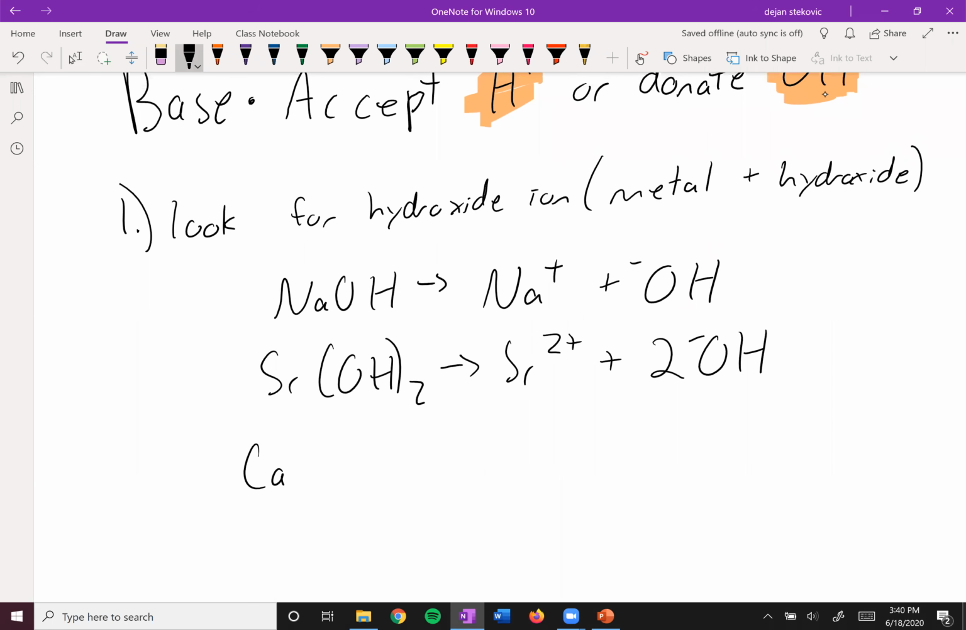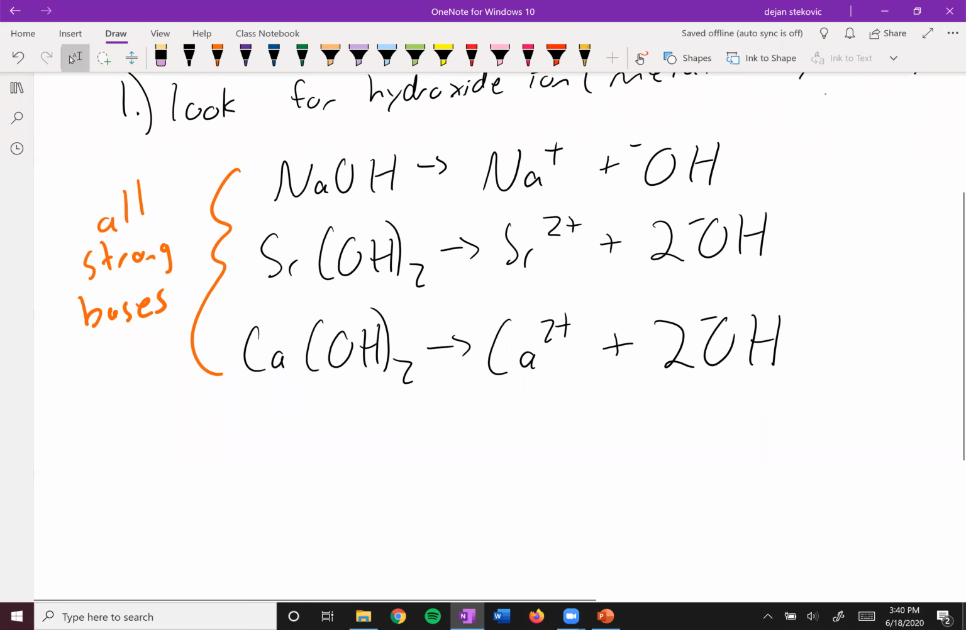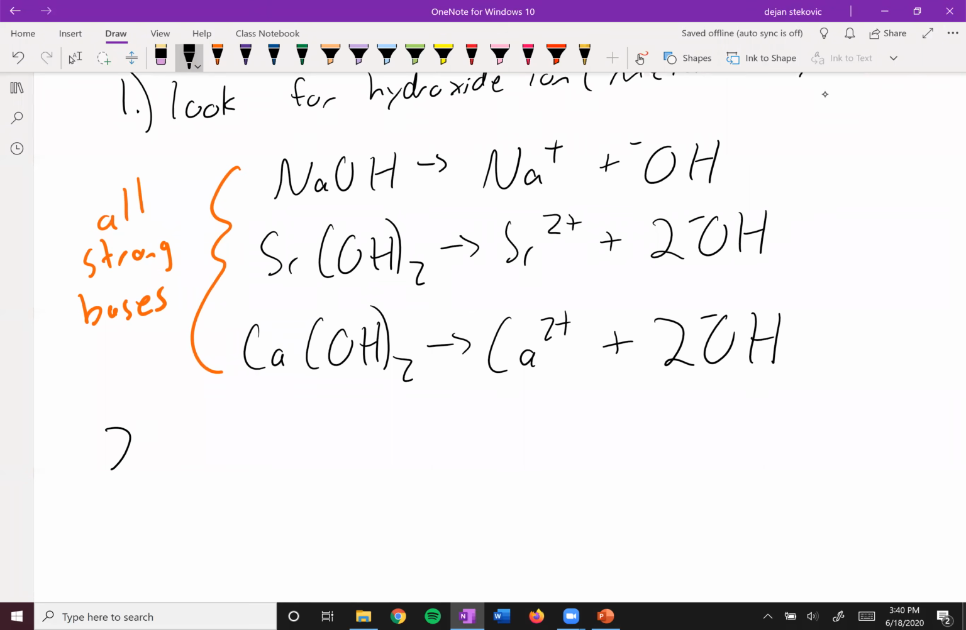Another example, calcium hydroxide. Right, another example of donating a hydroxide. And so all of these are strong bases. Right, this is an ionic bond, so when you dissolve it in water, it will completely dissociate and thus act as a base. So that one's obviously very obvious.